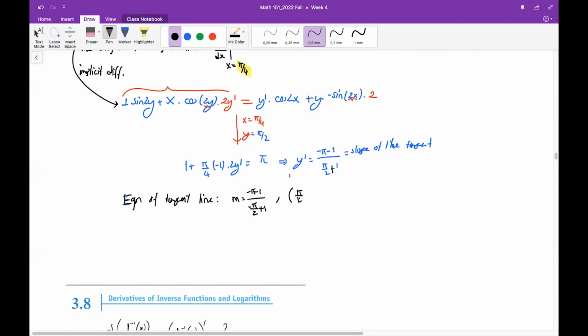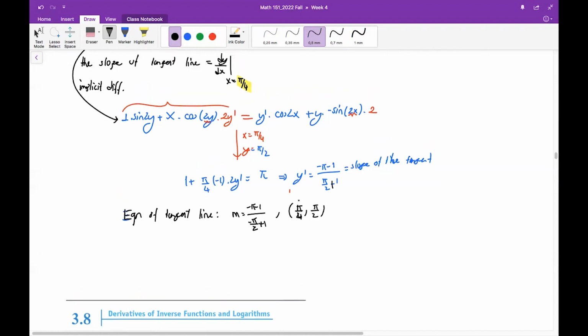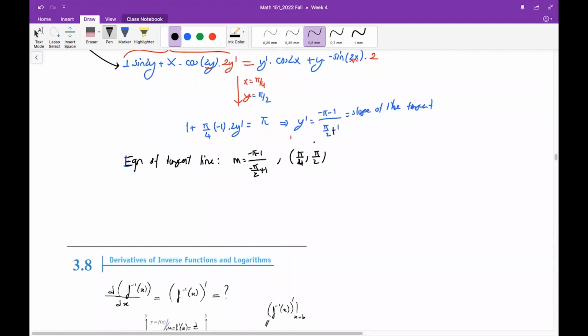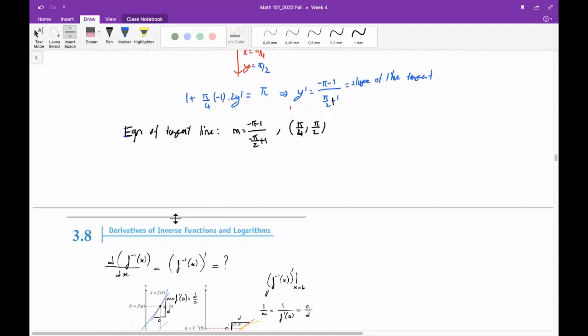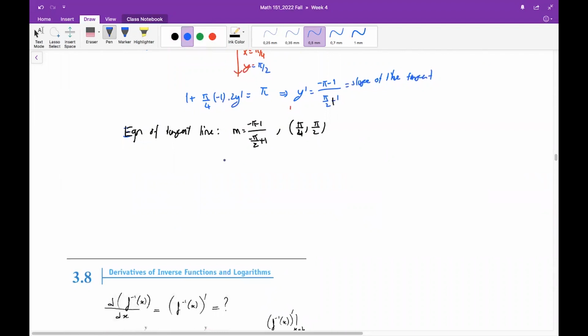And the point is pi over 4, pi over 2. It is already given in the statement. Now, slope is here, point is here. You can easily create its equation. How do you create it? Y minus y0 equals slope times x minus x0, where this is x0, this is y0, and the slope is here. So y minus pi over 2, okay? And then slope times x minus x0. So this is the equation of the tangent line.